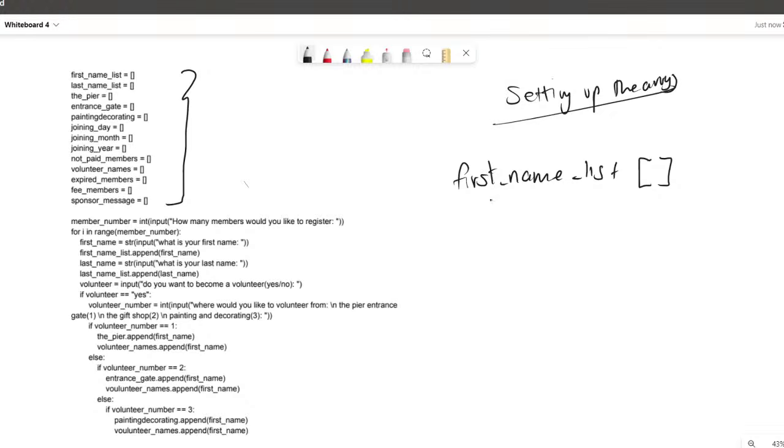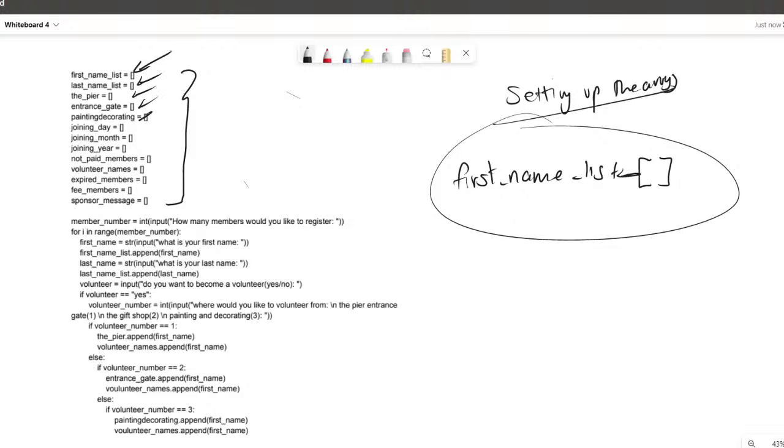So in pseudocode, they're quite lenient, meaning everyone has their own way of doing the pseudocode. Some people would put the arrow here, some people would not, but doing this is how you set up the array. So you're supposed to first look here: first name, last name, peer, entrance gate, painting and decorating, all that sort of stuff.